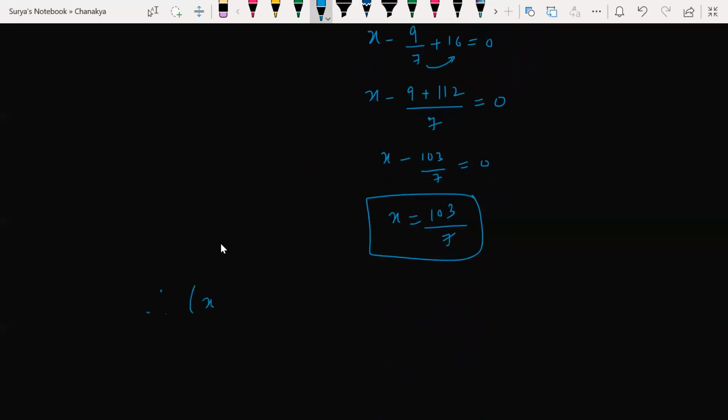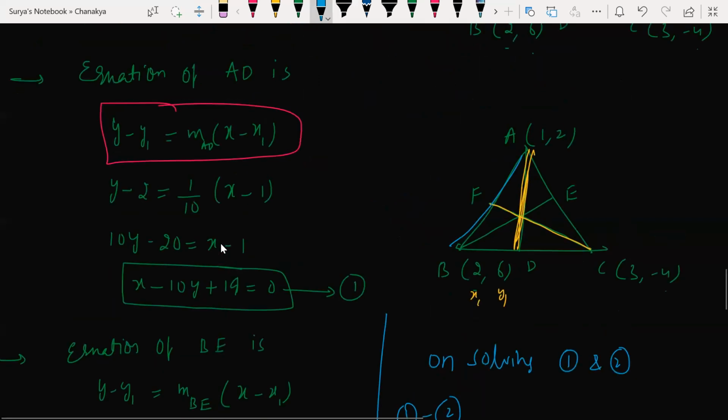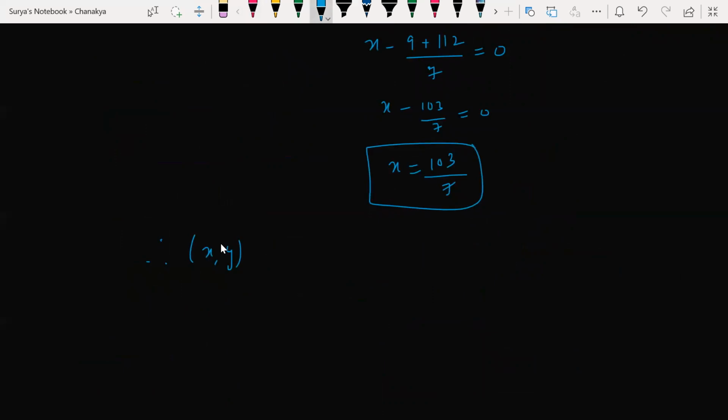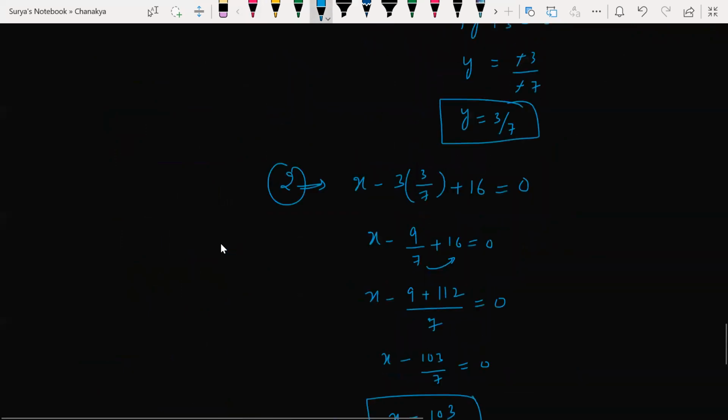Therefore, x comma y, I need to find out, beta. Look at this here. See, why we are finding this: I just found the equation of this and the equation of this. They are intersecting at that point. That is what we need to find out. The point of intersection of these two lines is the orthocenter. Yes, sir. Any two equations is fine. So the point of intersection is x, 103 by 7, comma, what did you get? 3 by 7.